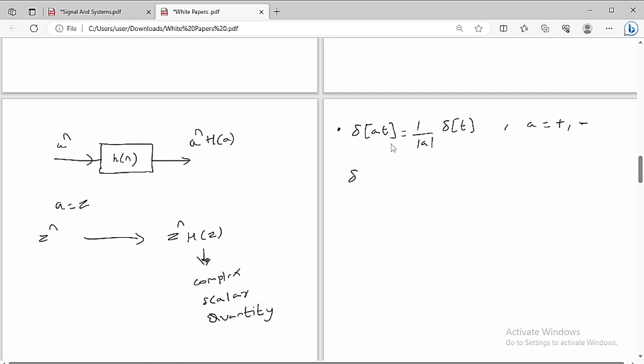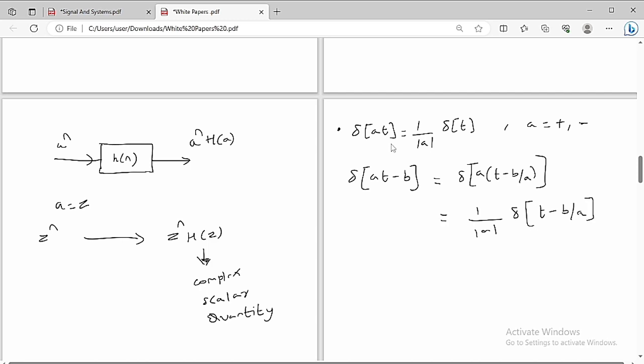Then what is delta of AT minus B? What I can do is take A as a common, so A into T minus B by A. So this is my above formula. How do you write? 1 by mod A delta of T minus B by A. This is what I can write, in the continuous time case.